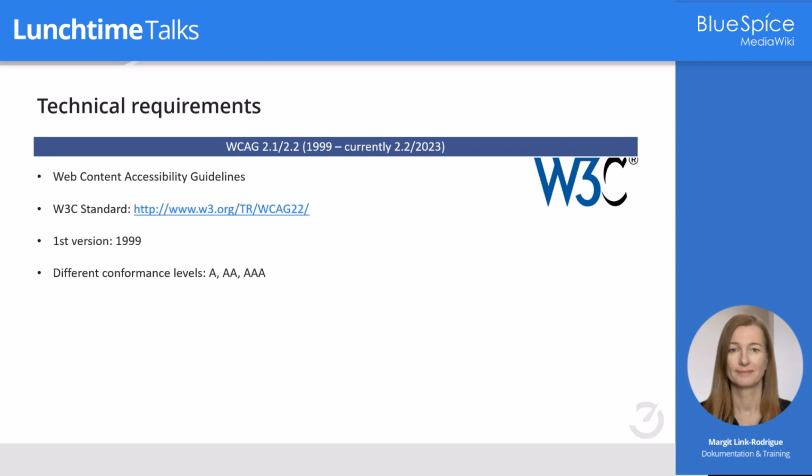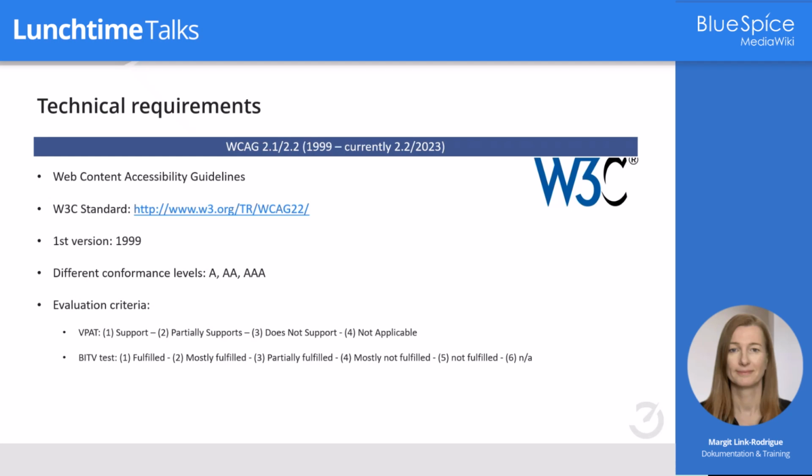Then the evaluation criteria are also interesting to know. On one hand, from this WCAG standard, usually you test and then you evaluate whether a certain feature in your software or on your website supports the requirement, partially supports it, or doesn't support it, or is not applicable. And usually you find these evaluations in so-called VPATs.